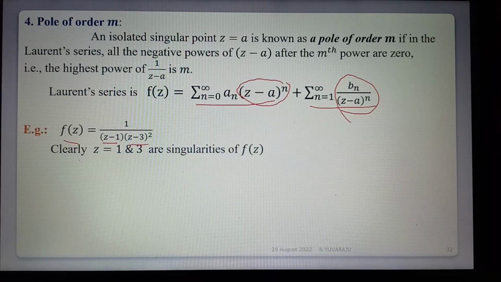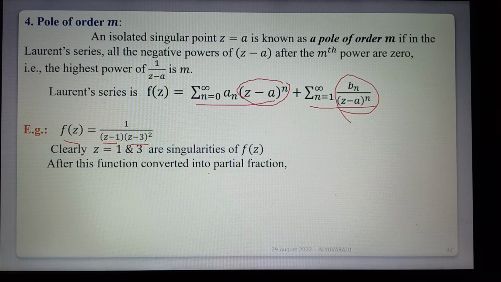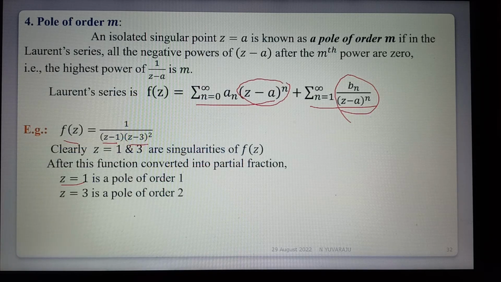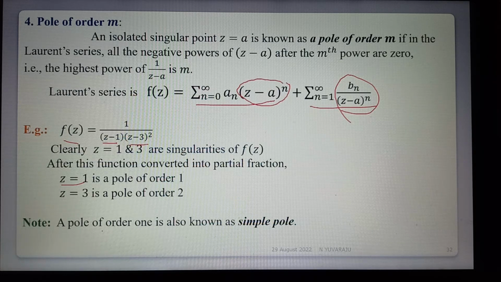So clearly z is equal to 1 and 3 are singularities of f of z. After this function is converted into partial fractions, that is, we separate 1 by z minus 1 and z minus 3 by using partial fractions, then negative powers of z minus 1 exist and negative powers of z minus 3 exist. So z is equal to 1 is a pole of order 1, that is, repeated 1 time, and z is equal to 3, the second pole, is of order 2, that is, repeated 2 times. So 1 and 3 are poles. Note, a pole of order 1 is also known as a simple pole. A simple pole means repeated 1 time. So this is a pole of order m. These are the types of singularities. Okay, understood?